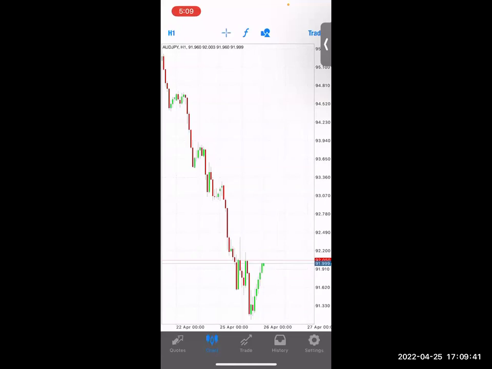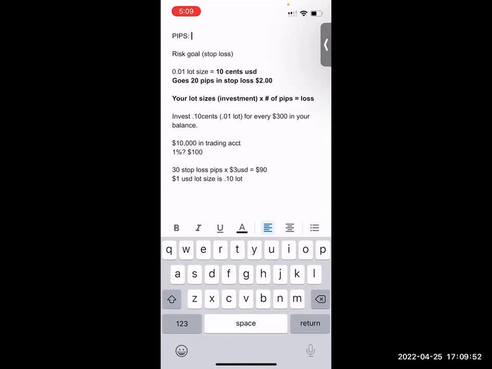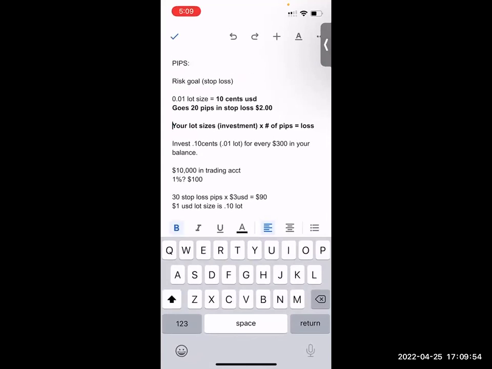All right. And yes, this is what the banks do, and this is what institutional traders do. What you guys are participating in is called retail traders. Okay. So we make up less than 3% of the market, but I wanted you guys to see that. So my lot size, this is the formula. Whatever I invest times those number of pips is either my loss or my profit. Okay. I recommend put 10 cents per $300 of your balance. That way your losses are always less than 1%. Okay. And I hope that makes sense, guys.